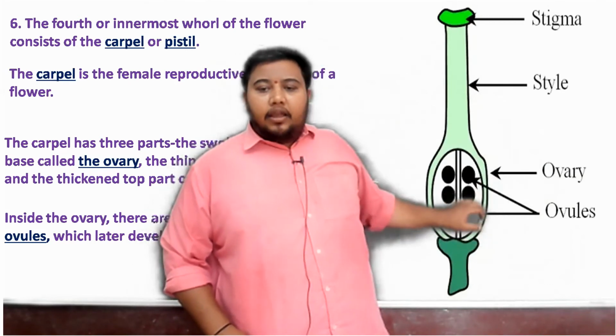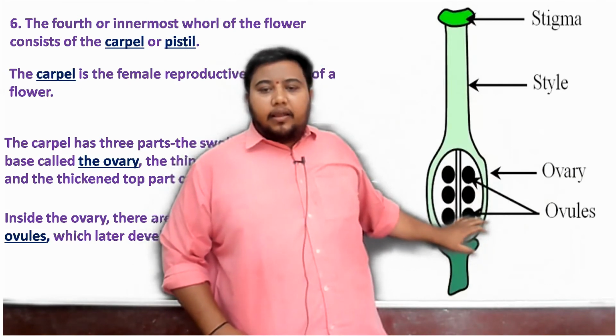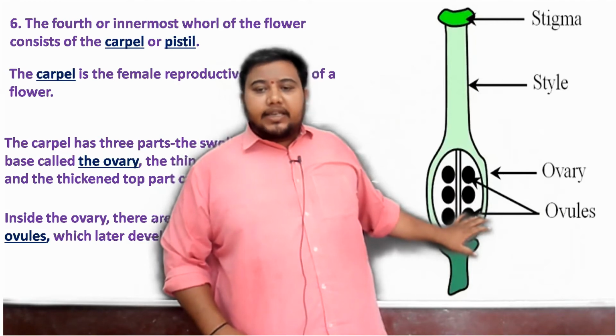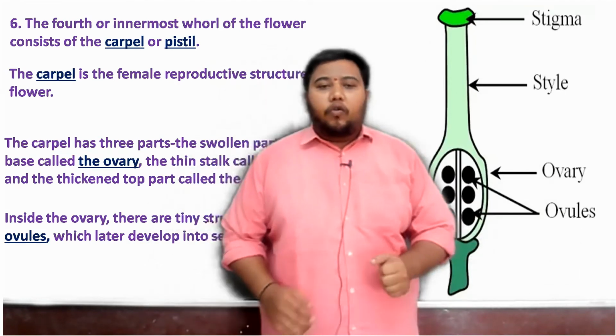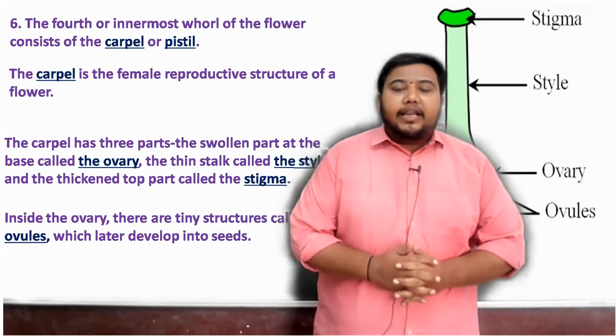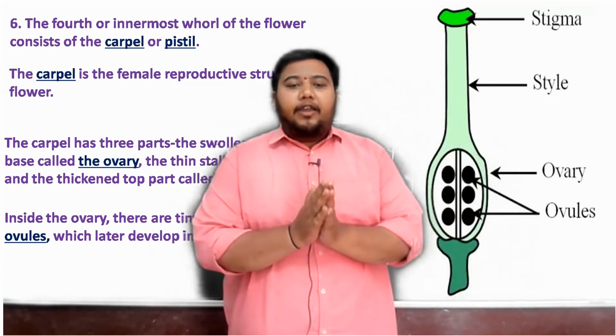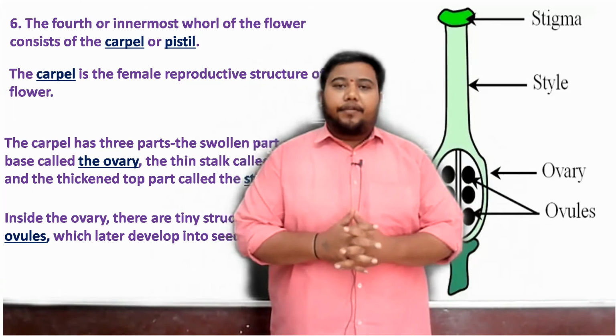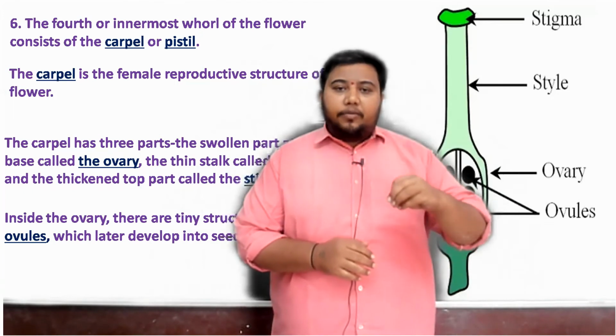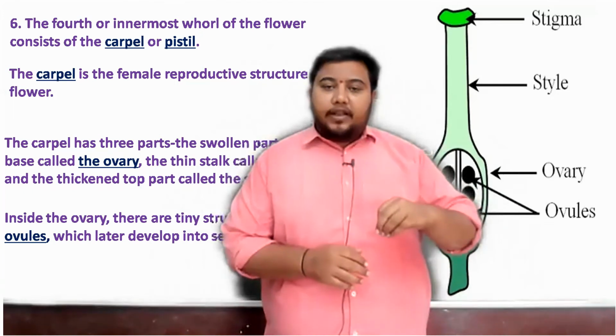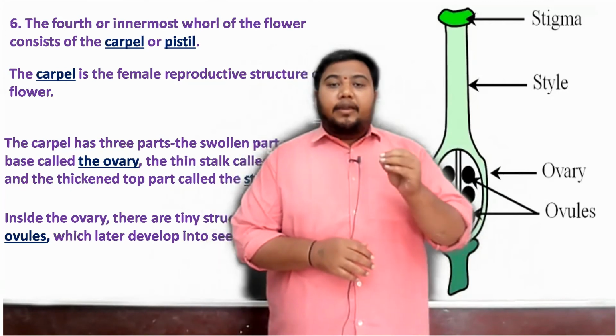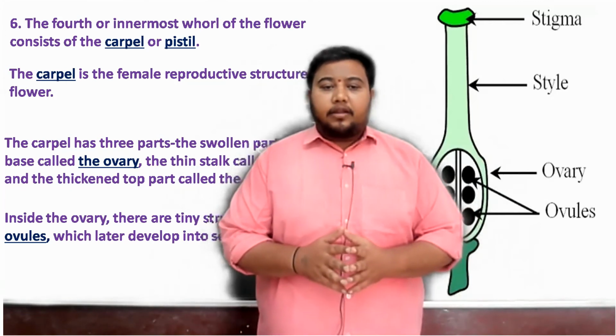In the ovary, ovules are there. Again, a powder-like substance is there inside the ovary. This is called the ovules. The carpel or pistil is the female reproductive structure of the flower. It is the innermost whorl of the flower.